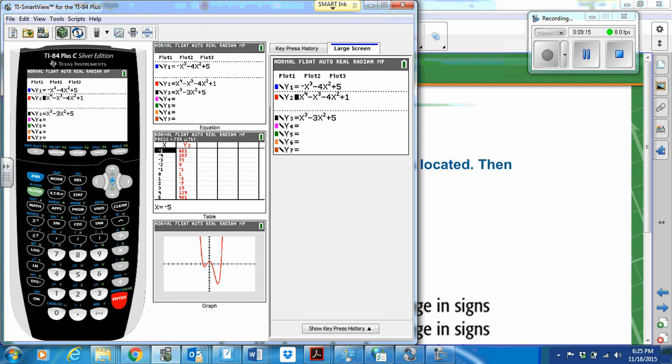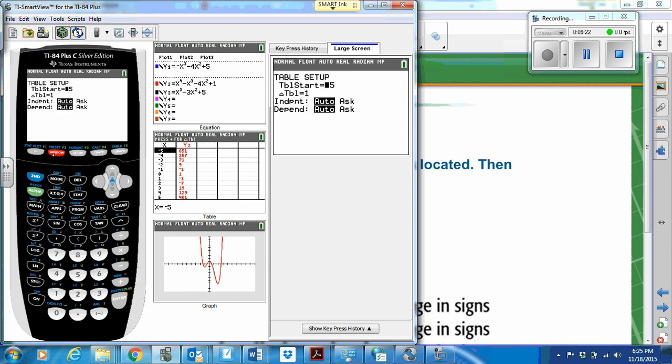But to show that on the table would actually be really good. And so I'm going to do the second table set. And this time I'm going to have my table start at negative 3. And just to get a better idea of where the zeros are, I'm going to go by halves. So let's look at our table.